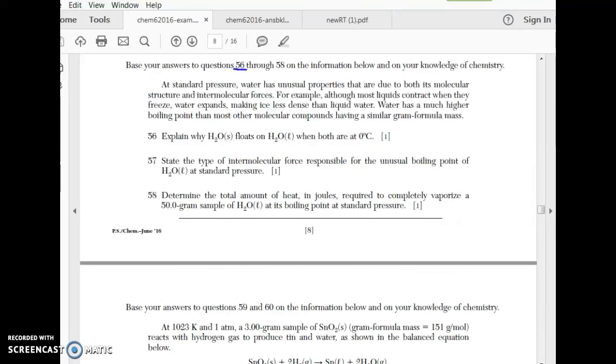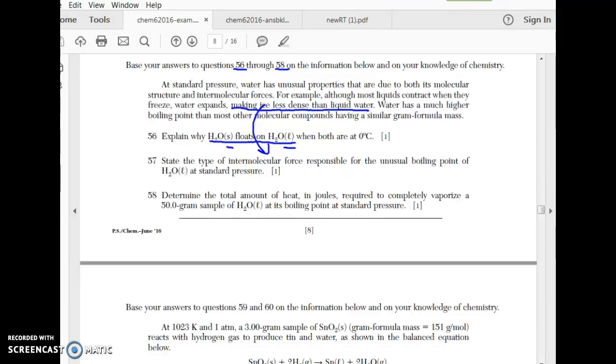Questions 56 through 58 are based upon the same passage. 56, explain why H2O solid floats on H2O liquid. Well, the answer is right here. It's simple reading comprehension, making ice less dense than liquid water. So it has to be that one.